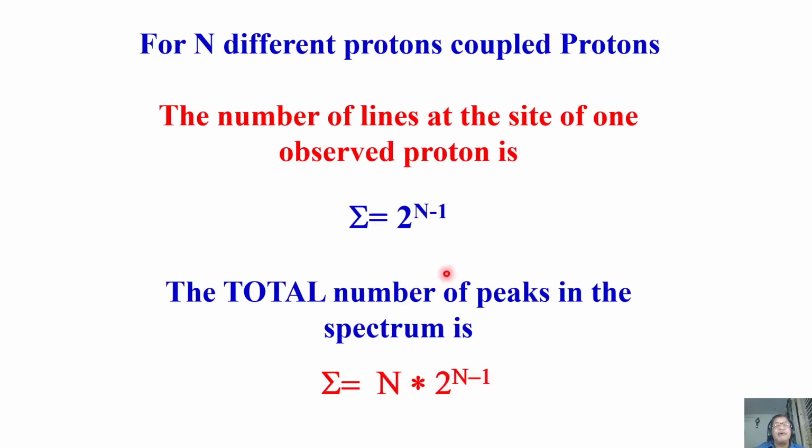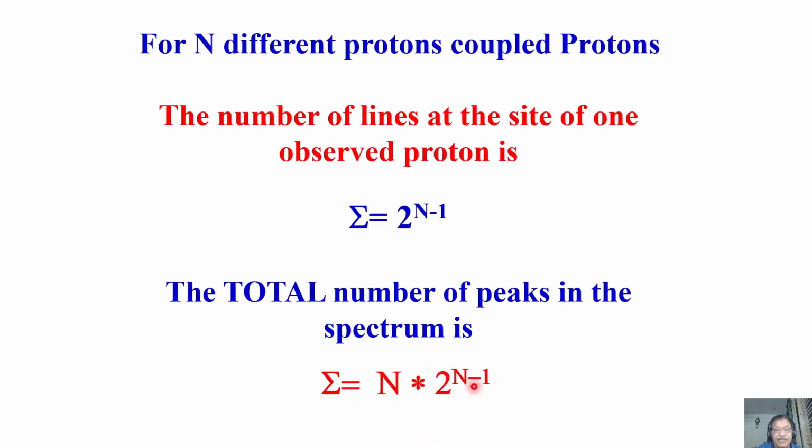Now I took the example of two spins. When n is equal to 2, 2 minus 1 is 1, 2 to the power of 1, 2 into 2. So when two protons are coupled, totally you get 4 lines: 2 for A, 2 for X.